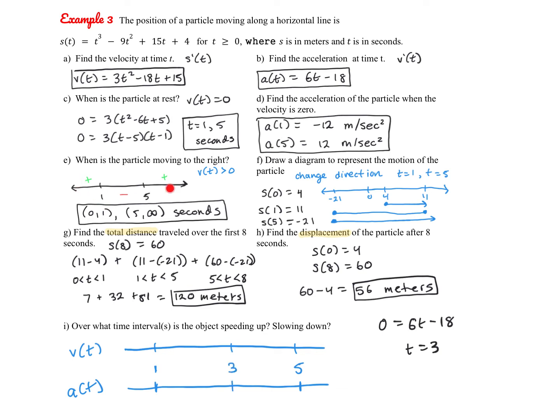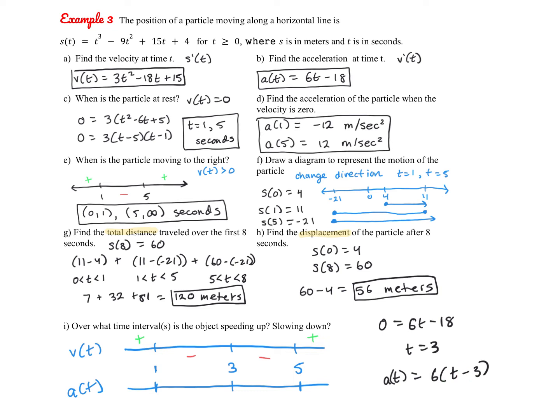So you can see we already did the sign analysis for our velocity function, so I'm going to copy that over. It's positive to the left of 1, it's negative between 1 and 5, and then it's positive to the right of 5. And then for our acceleration function, we could just try plugging in different points here, or we could look at a factored form. A factored form of our acceleration function would be 6 times t minus 3, so we could even just plug it into this portion.